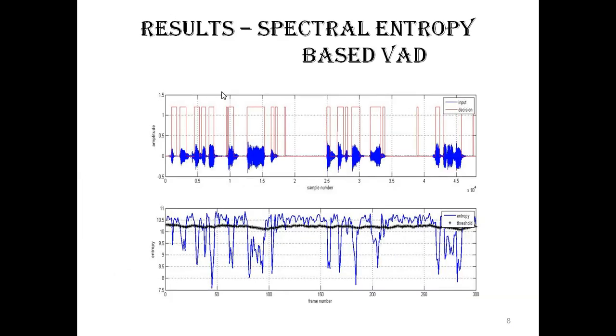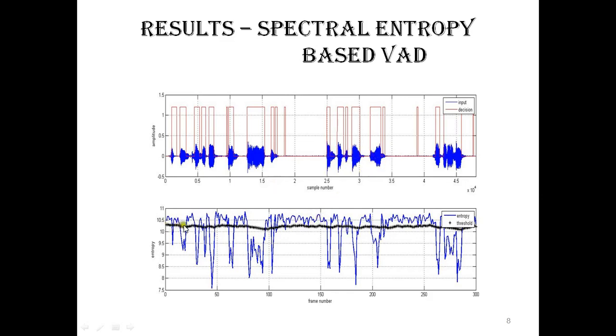These are the results for spectral entropy based VAD. We see that when we have a speech region present in the signal, the entropy in the corresponding time frame goes low. So the more the speech present in a given time frame, the lesser is our entropy. So in this region we have speech and we see that the entropy drops down, and when there is no speech we see that the entropy is really high, and so on and so forth.